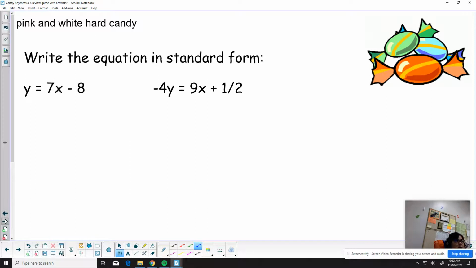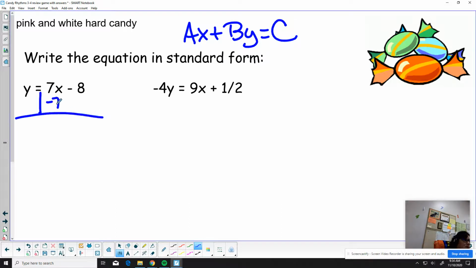Okay, it says write the equation in standard form. Remember that standard form is ax plus by equals c, where a, b, and c have to be real numbers. A has to be a positive integer, and a and b both can't be 0. So usually it's just that second one. A has to be a positive integer, that messes with us. So let's see. So I've got 7x on the wrong side. So let's move it. So we're going to subtract it. That's negative 7x plus y equals negative 8.